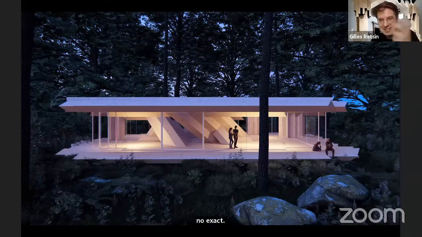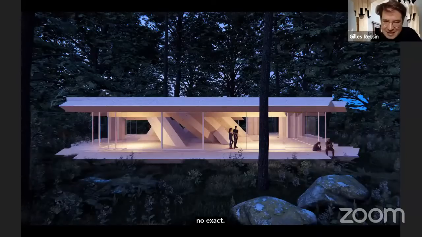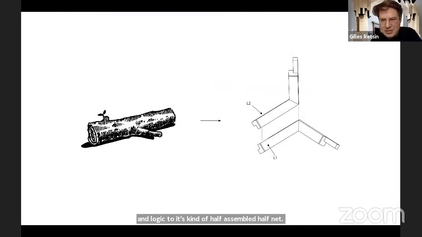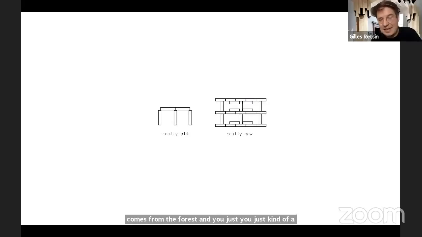And again, it has, I think, this incredible experience and logic to it, where it's half assembled, half natural. It's also primitive, right? It's almost like a very primitive assembly where you take the material as it comes from the forest and you just assemble it together. And then again, this relationship that it's at the same time really old and really new, that the really new architecture is actually the same as the really old one.